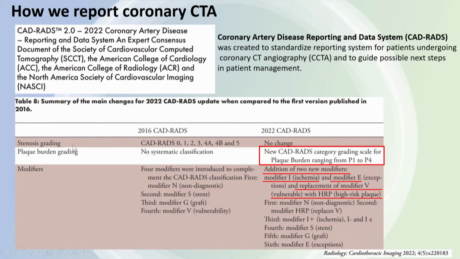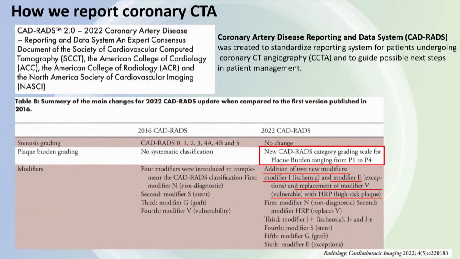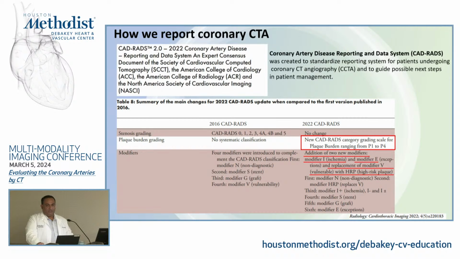Stenosis grading, which I'll show you, is the same between the two. There was no change. The new thing in 2022 is that they have added a system for grading plaque, which goes from P1 to P4. And then there are some changes in the modifiers. Now there is an ischemia I modifier because CT-FFR is done so widely. If you have a positive CT-FFR, you get an I+ for that. And then there is an E modifier, which stands for exception, and I'll show you a table that lists some of the exceptions. There used to be a modifier V standing for vulnerable plaque. That has been replaced with HRP, which is the term for high-risk plaque.